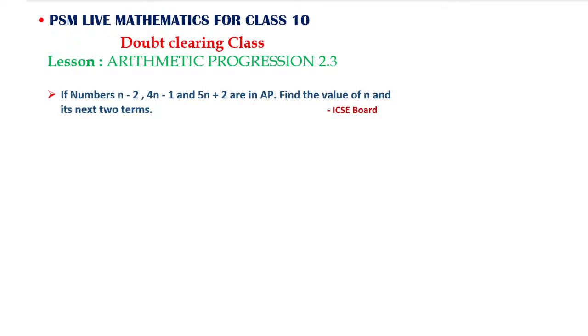If n minus 2, 4n minus 1 and 5n plus 2 are in AP, find the value of n and its next two terms. How many of you have solved? Three members have already solved, and I have told their names: Varma Lakshmi, Sri Lakshmi and Mantasha.